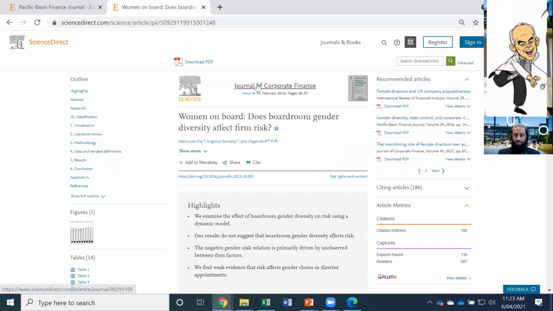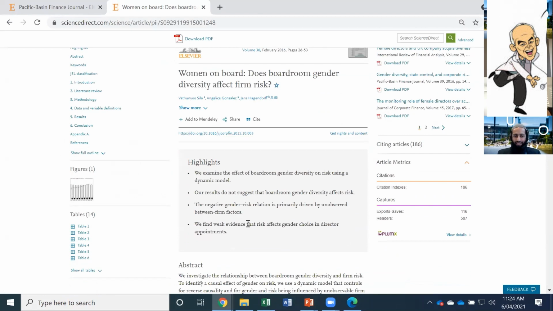This paper was published in the Journal of Corporate Finance. I have been communicating with this author, Sela. So what has this paper done? You see their findings: our results do not suggest boardroom gender diversity affects firm risk. Previously, the literature was saying female directors are more risk averse. So when more females are appointed on the board, the firm risk goes down. So that was a broad literature around that.